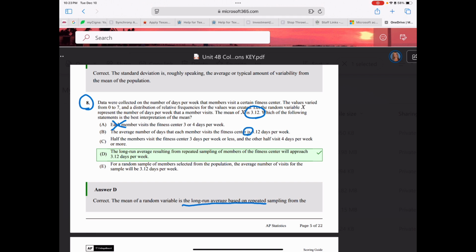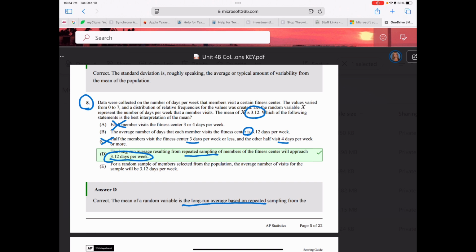This is very deterministic. We're not saying it's exactly 3.1 each week. We are saying that's the average, so it's going to be approximately that. Half the members visit 3 days per week or less, and the other half 4 days or more. No, we don't know that. Again, we just know that the average is 3.1. Here we go. The long run average from repeated sampling of members will approach 3.1 days per week. That one sounds nice, and it's saying this is just about what it is.